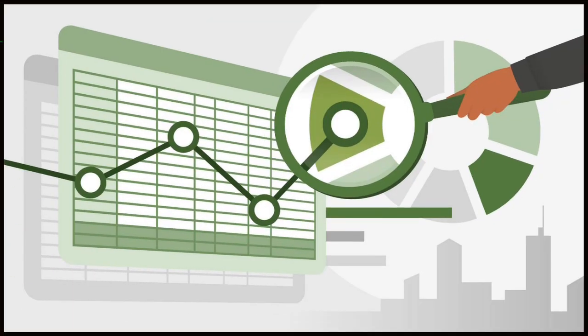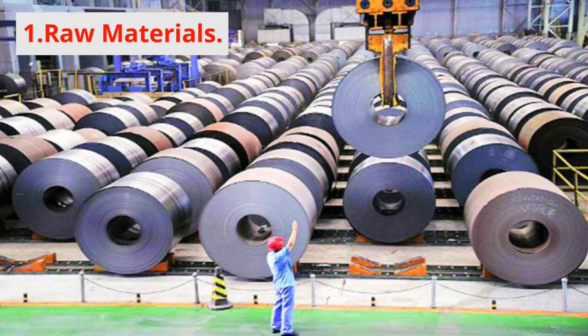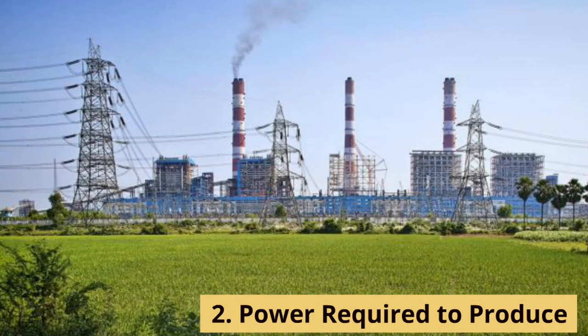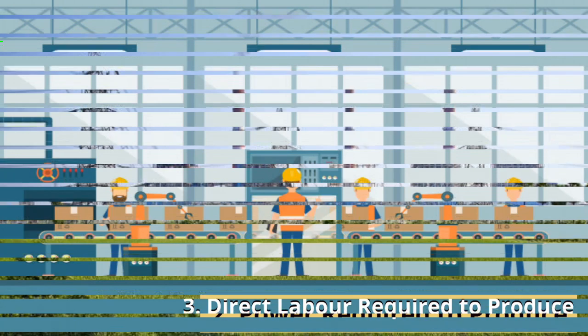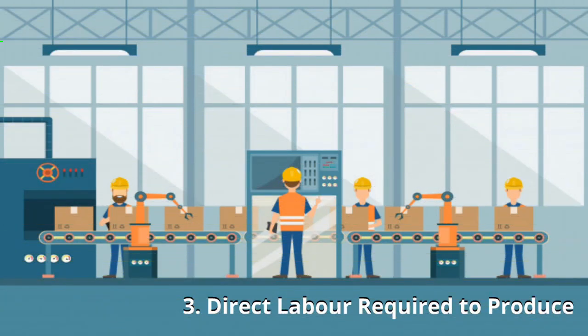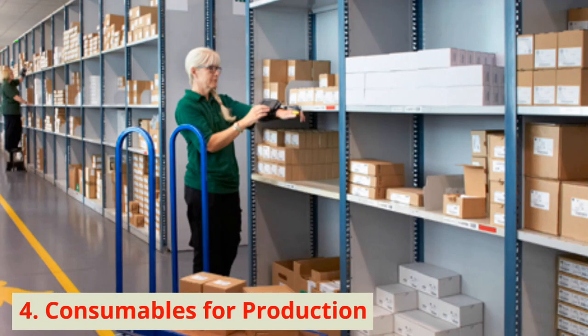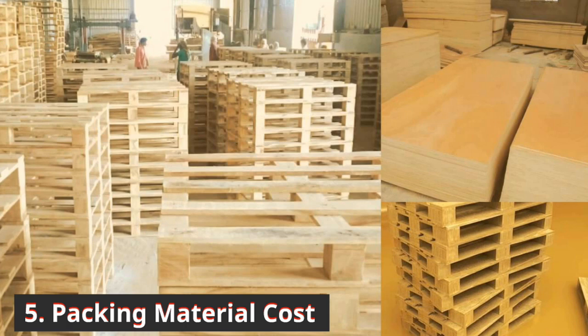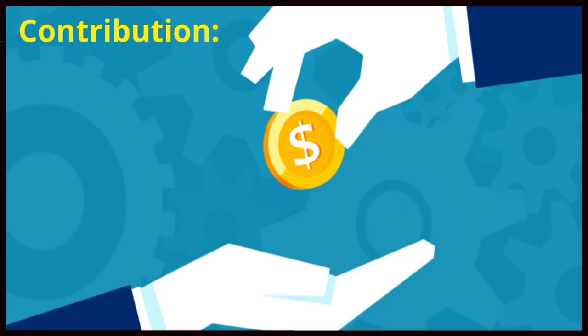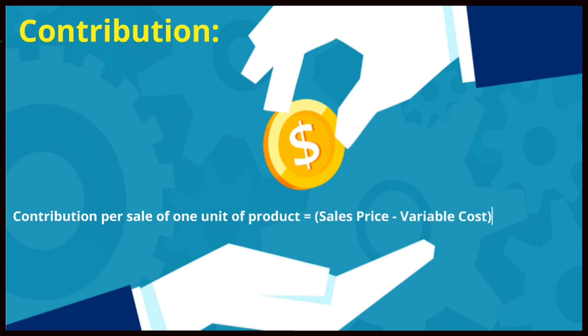Variable costs vary with the production of each product. Some of the examples of variable costs are as follows. Raw material for each product, power required to produce, direct labor required to produce, consumables for production, packing materials cost. Contribution. Contribution per sale of 1 unit of product is equal to sales price minus variable cost for 1 unit.